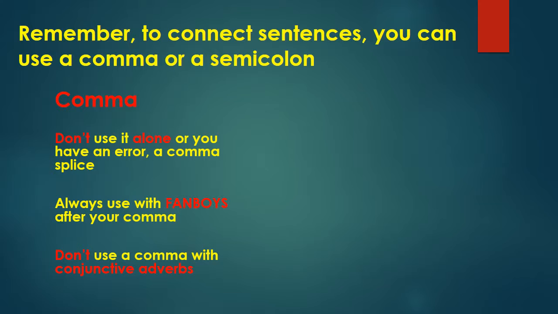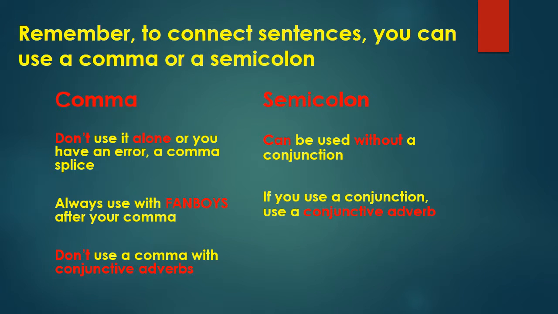And remember, you cannot use a comma with conjunctive adverbs. You can't say your first idea, comma, however, comma. You can't say your first idea, comma, otherwise, comma. You have to use the fanboys with your comma. And with a semicolon, you can use a semicolon without a conjunction. If you're going to use a conjunction, you need a conjunctive adverb. That's the however, otherwise, subsequently, consequently, similarly, comparatively, all of those words and hence adverbs.